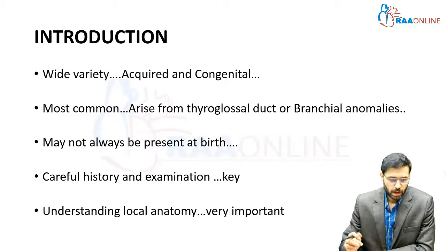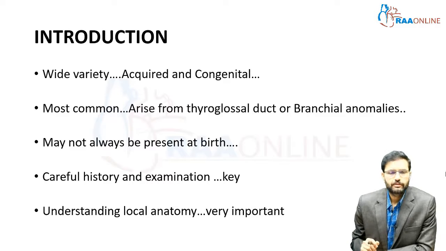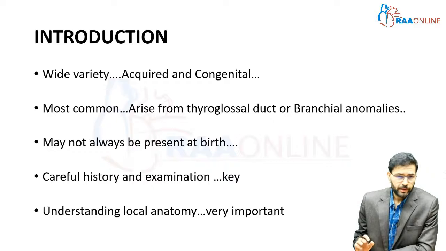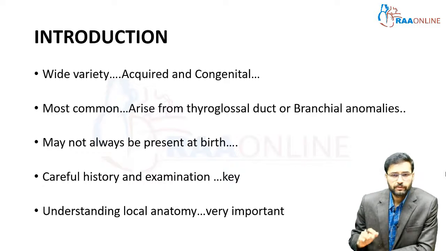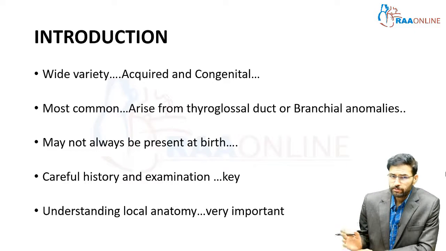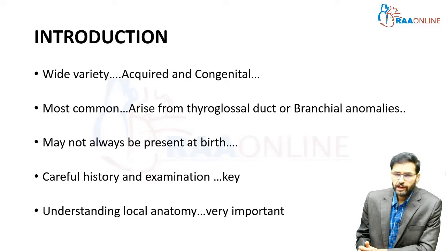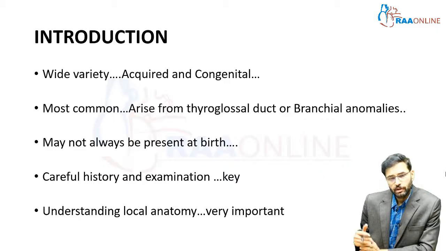Now, there are a wide variety of neck cysts that are noted in children. They can either be acquired or congenital. The most common ones are those which arise from a persistent thyroglossal duct or from branchial anomalies. They may not always be present at birth, mind you. They can manifest at varying age groups, and a careful history and examination is key to identify the type of cyst, sinus or fistula. Understanding local anatomy is very important with regard to identifying its etiology, its course, as well as excision.